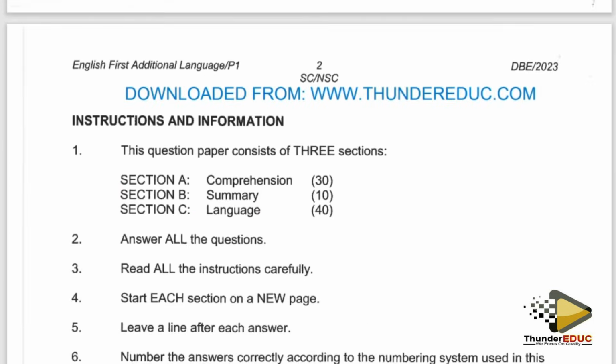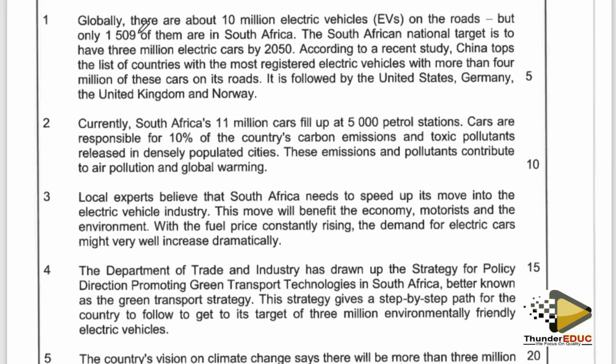Okay. This is our paragraph 2. Paragraph 2 says currently, South Africa's 11 million cars fill up at 5,000 petrol stations. Cars are responsible for 10% of the country's carbon emissions and toxic pollutants released in densely populated cities. These emissions and pollutants contribute to air pollution and global warming. That's our question that we are going to be focusing on.